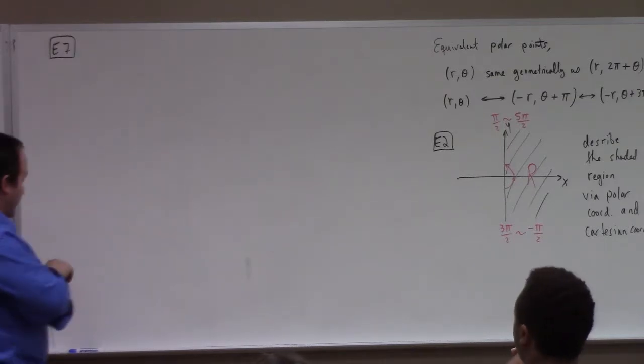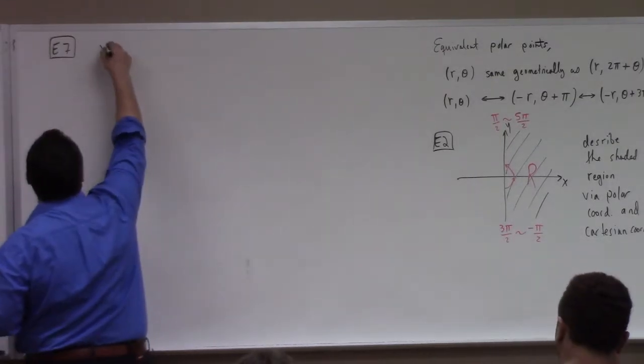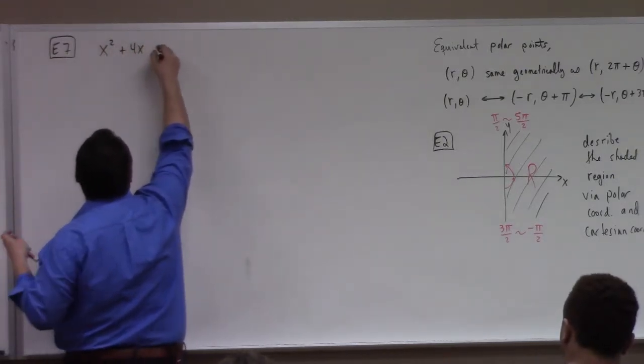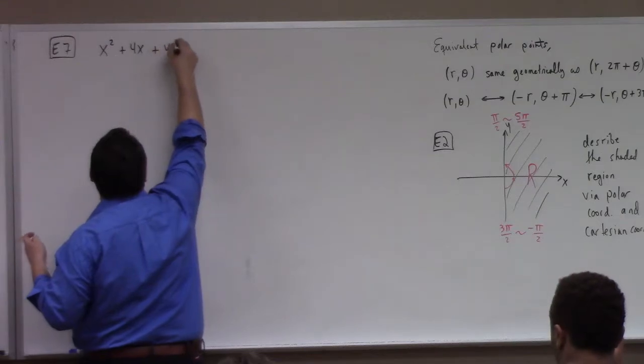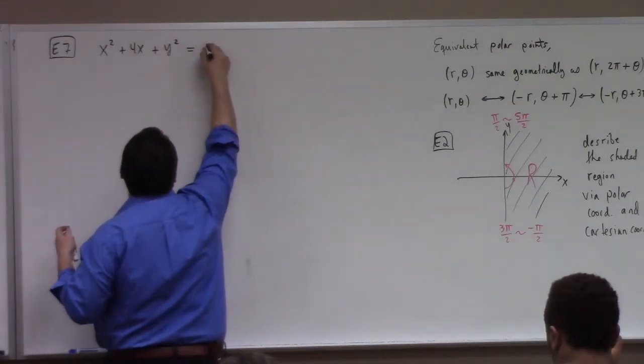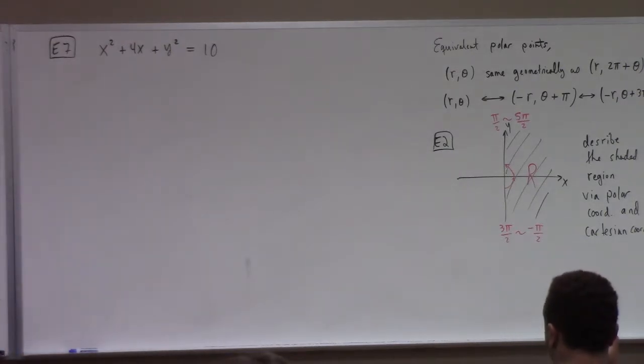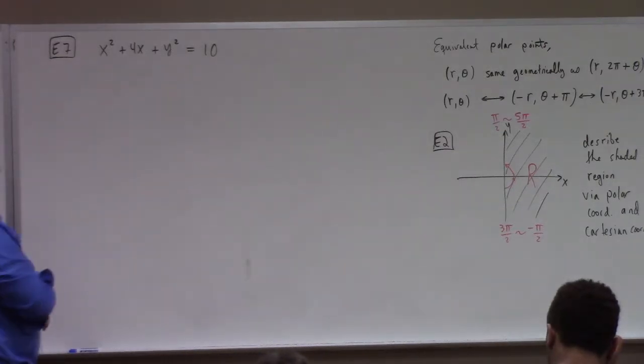Okay, so example 7, you could have something like this: x squared plus 4x plus y squared equals 10. And you could say, try to find the polar equation of that. Now, the other thing I was going to remark is that these are nice, but you know what else is nice?